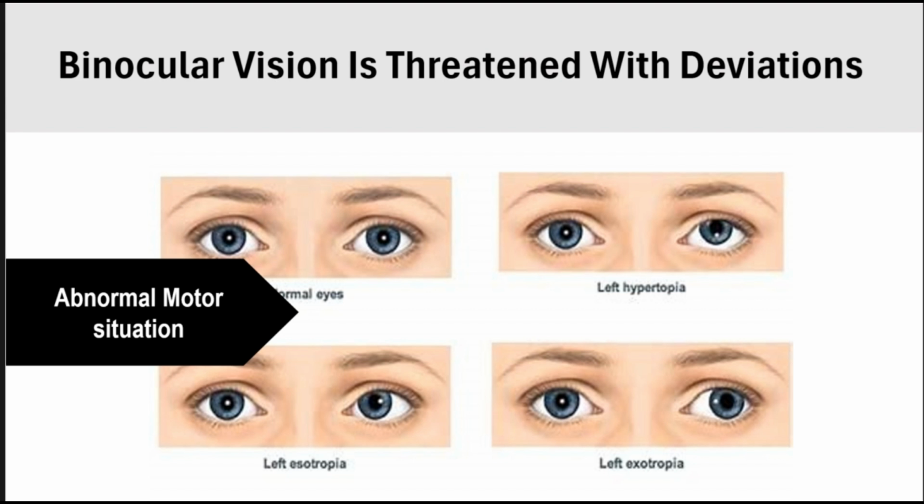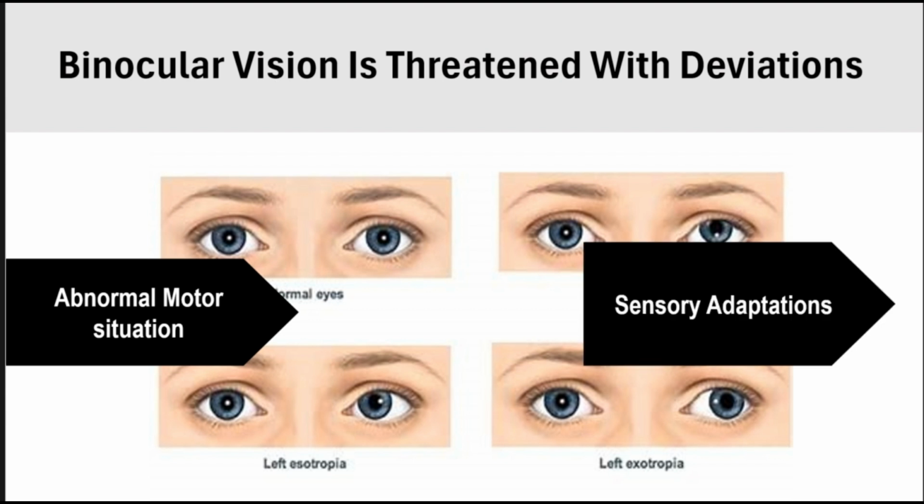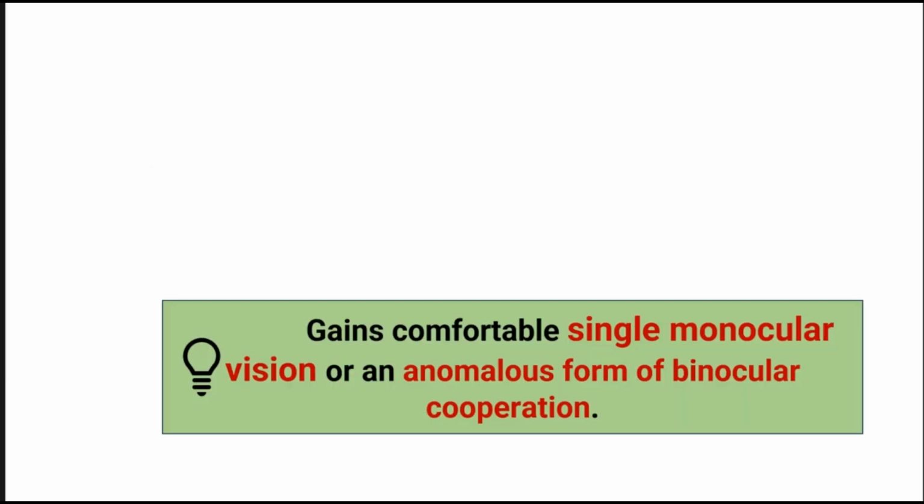That means the squint is basically presenting an abnormal motor situation by shifting the images on the retina, and the brain has to deal with that abnormal motor situation by doing certain sensory adaptations, right? And this is what we are going to basically study.